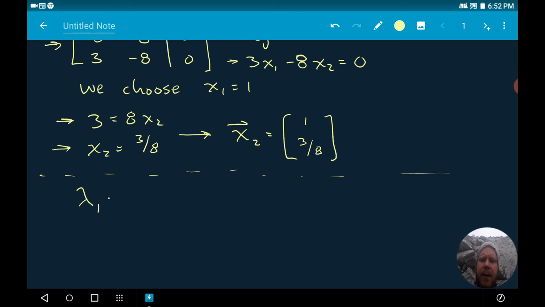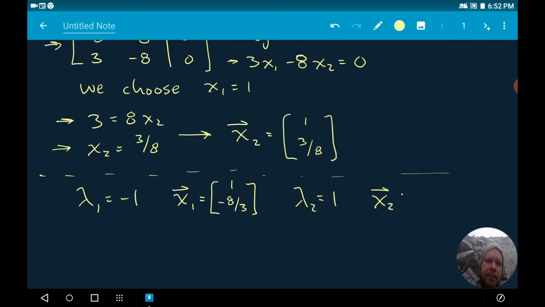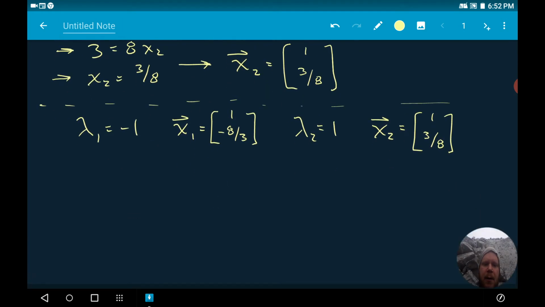Right there, my first eigenvalue is -1. First eigenvector is equal to 1, -8/3. Lambda 2 is equal to 1. There we go. Okay.